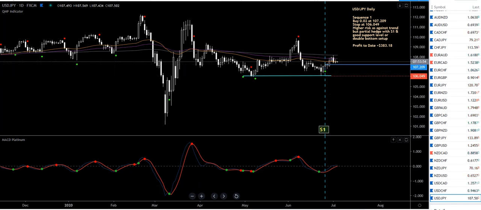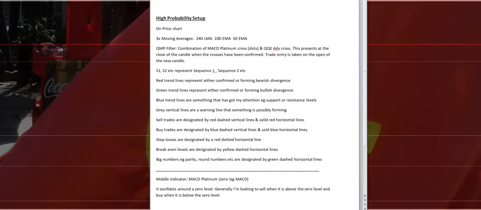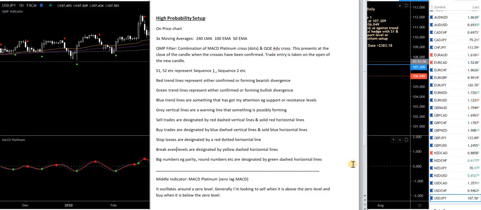So that's it, guys, for the daily charts. I made a few mistakes here on the charts. I've got a few things to fix up after the video. And here are my notes again, just to give you an idea what this is.